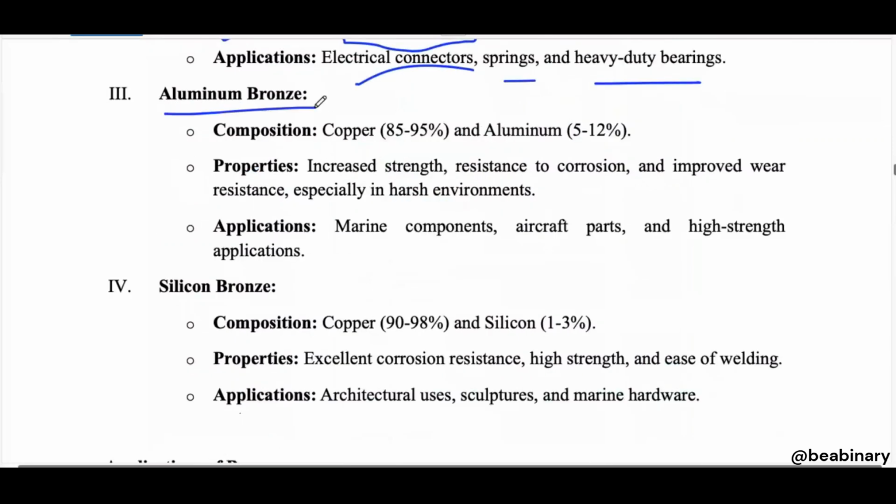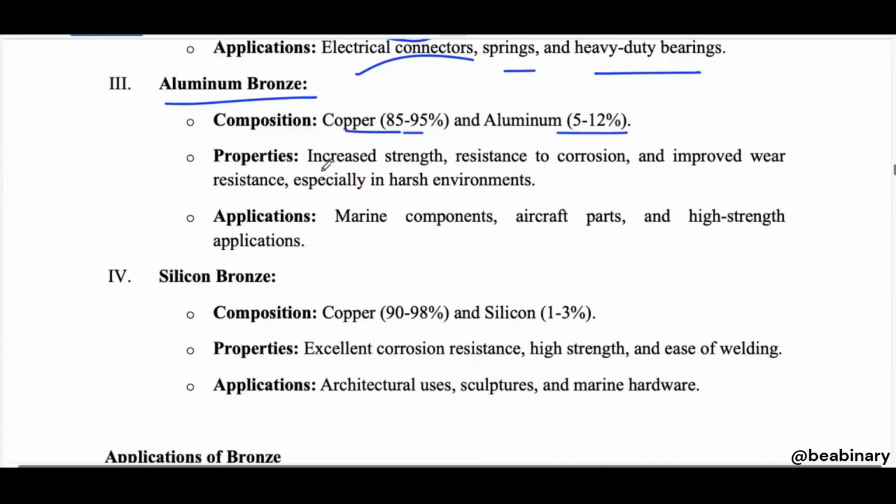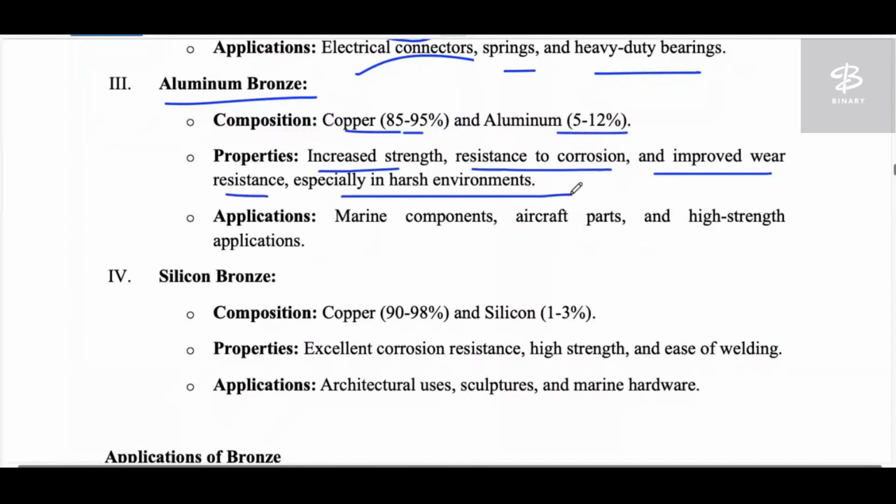Now come to the aluminium bronze. If it is called bronze, that means tin and copper, right? The composition is copper 85 to 95% and aluminium 5 to 12%. The properties are increased strength, resistance to corrosion, and improved wear resistance, especially in harsh environments. The main benefit is that it is corrosion resistant, but most materials are corrosion resistant. This one is especially good in harsh conditions, where the environmental condition is very bad.